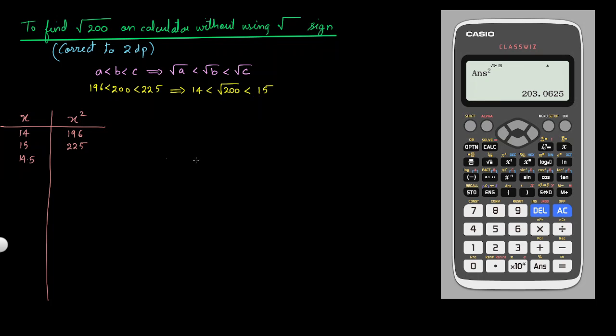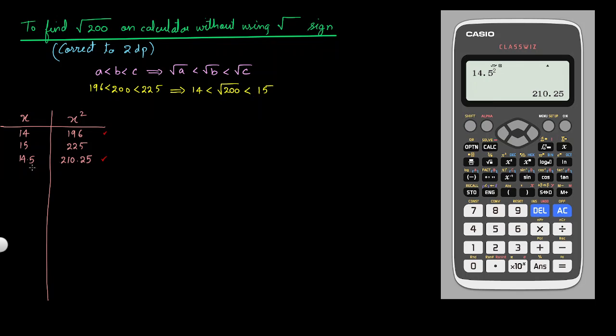What is 14.5 squared? So let's check. 14.5 squared is equal to 210.25. So now I know that the answer is between 14.5 and 14. So you can just try a value between 14.5 and 14. You could even try 14.1 if you want, but we'll just keep bisecting that. We'll just keep taking the interval in half and keep trying.